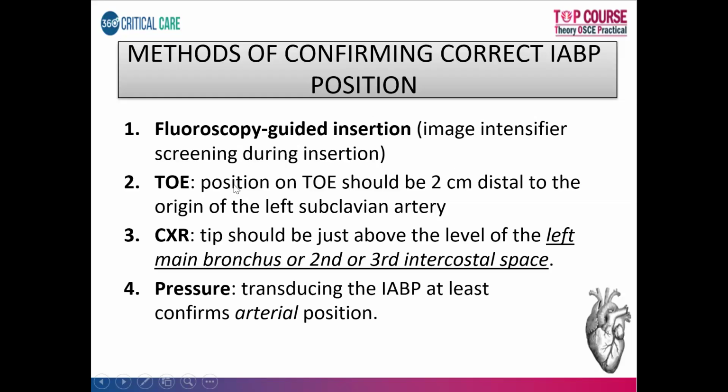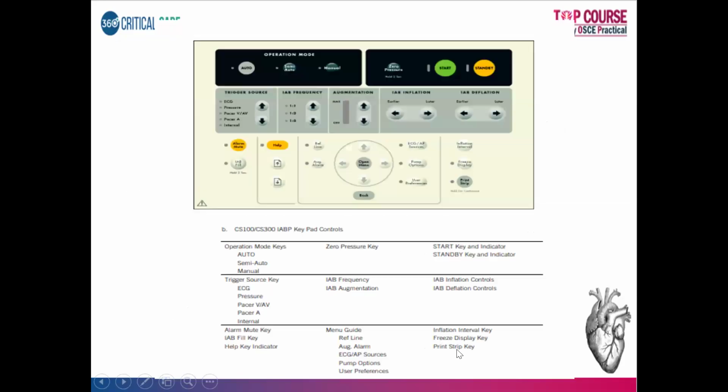The tip is always radio-opaque. That is one of the reasons the tip can also be seen on a chest X-ray, and it should ideally be present near the left main bronchus, at the second or third intercostal space. And lastly, one of the least sensitive things would be the pressure augmentation, which is seen on the monitor of the IABP. So these are the methods of confirming the position of an IABP.